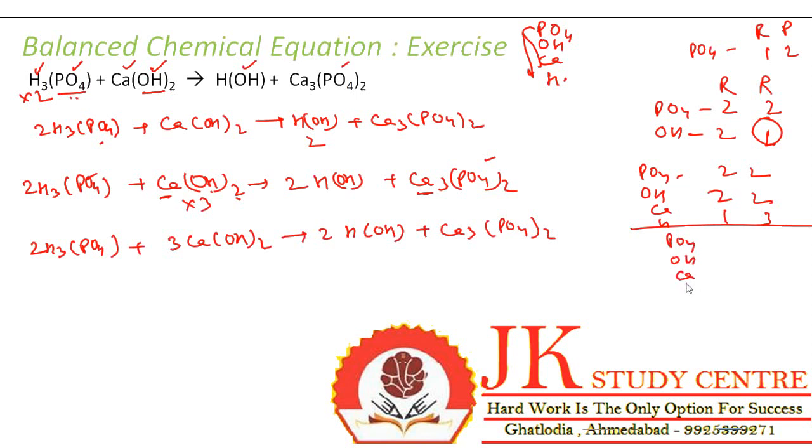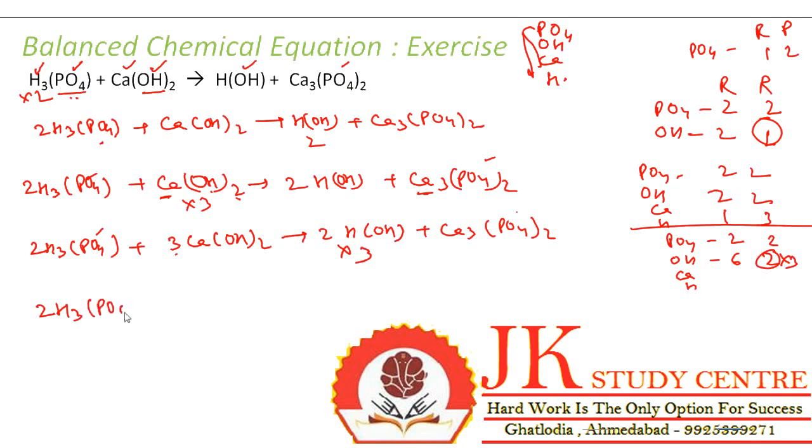So again we have PO4, OH, Ca and H. PO4 part we have 1 here, 1 into 2 here, and we have 2 here. OH part we have now 3 into 2, 6 OH we have, and here we have only 2 OH. It's not balanced, right? So let's multiply this guy with 3. Correct. So let's see what you get.